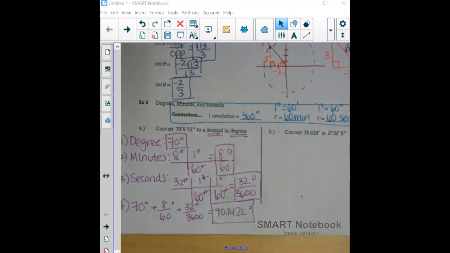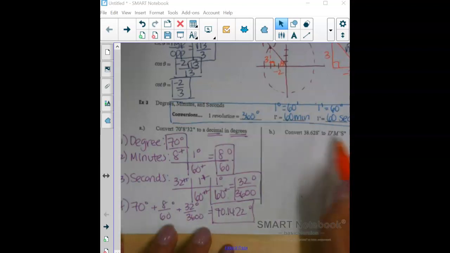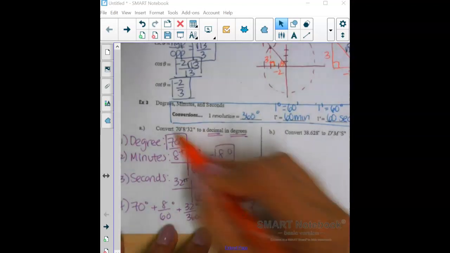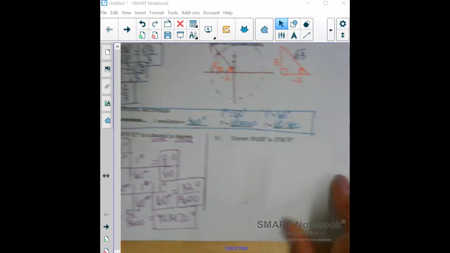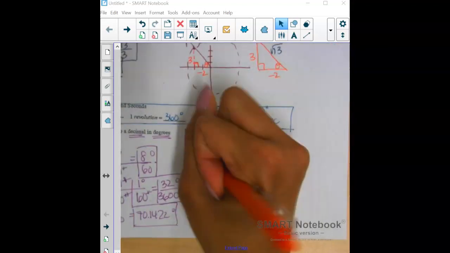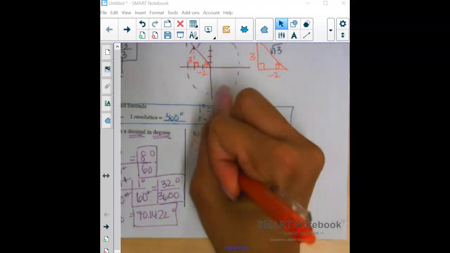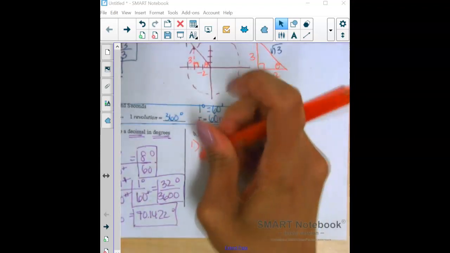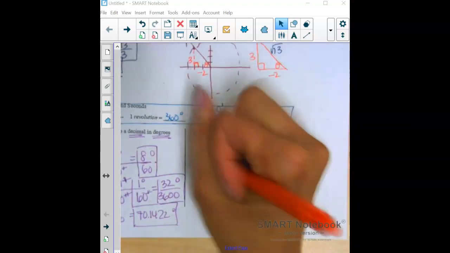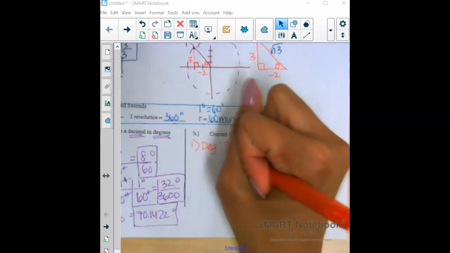All right. On the next part, this second part, B, has already given us this ugly decimal, but we need to get degrees, minutes, and seconds just like this. So what I'm going to do is I'm going to have to work backwards. My first step is still going to be the same thing that we did before. What's the degree in that problem? 38. So let me actually write out in front of this degree, this is 38 degrees.